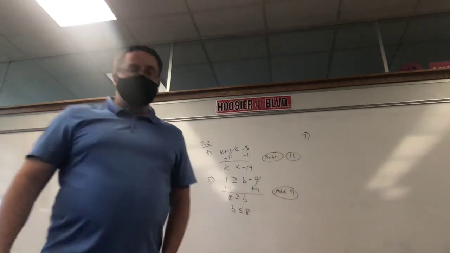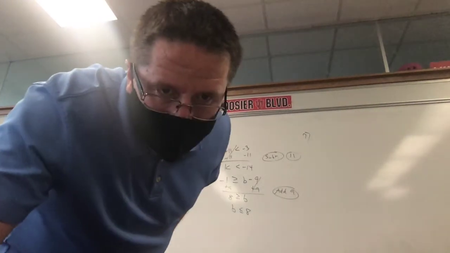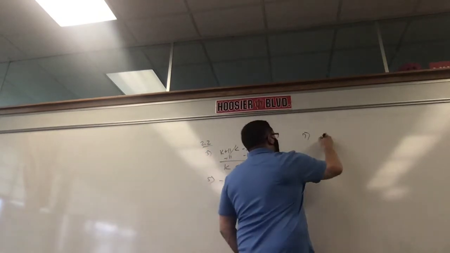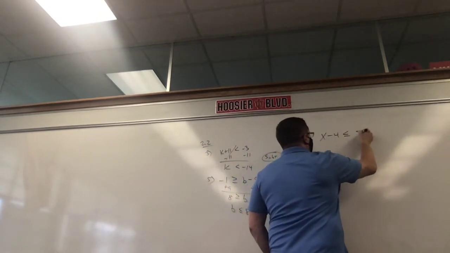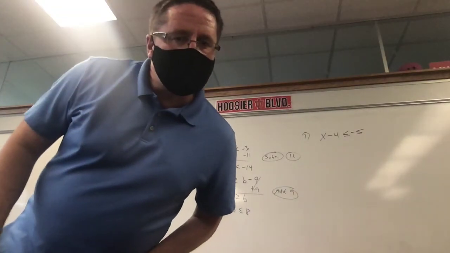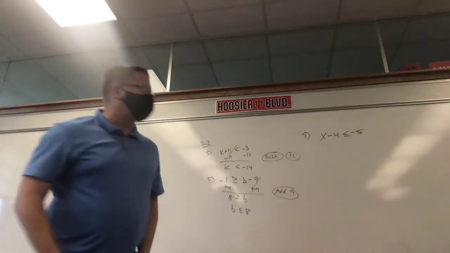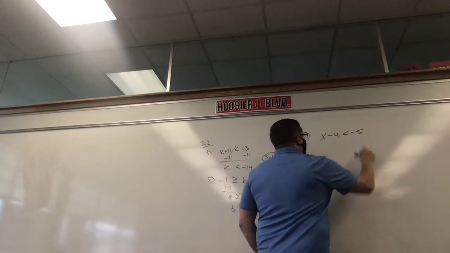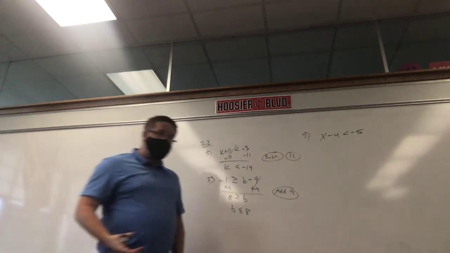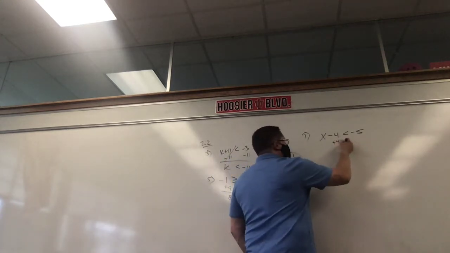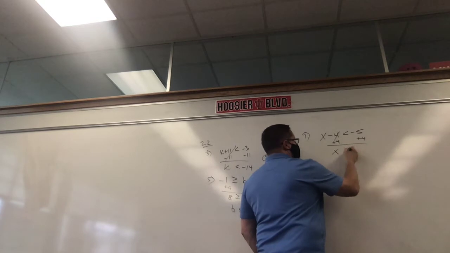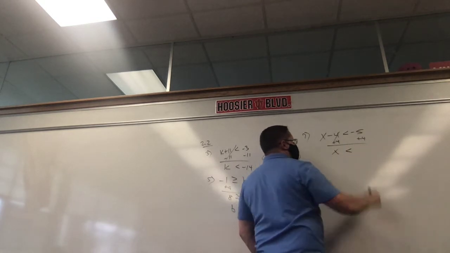Now they said actually solve this thing. So what do we have here? X minus 4 is less than negative 5. No, just less than, I'm sorry. We're going to solve this one by getting rid of the negative 4 by adding 4. So we add 4, these cancel. X is less than a negative 5 plus a positive 4, which is negative 1.